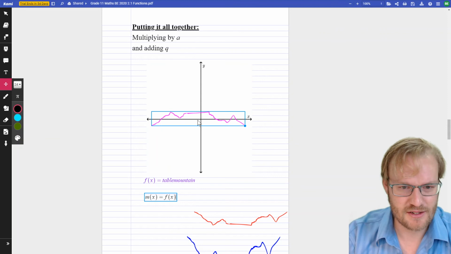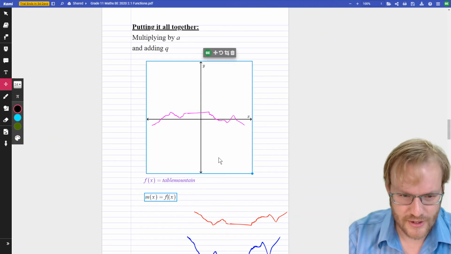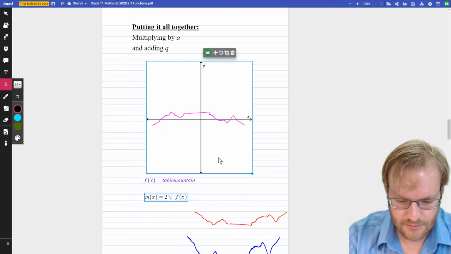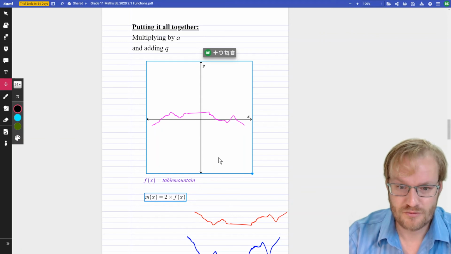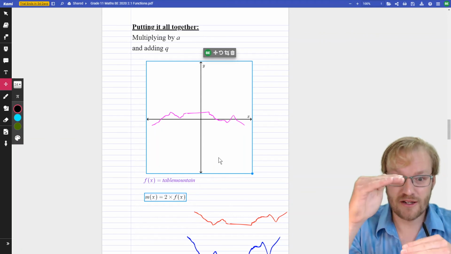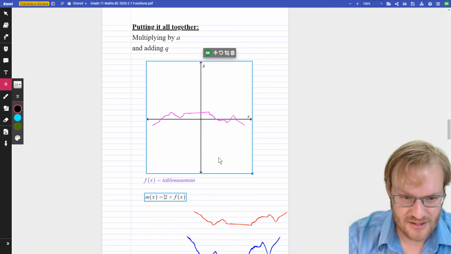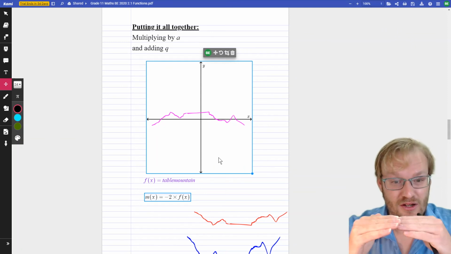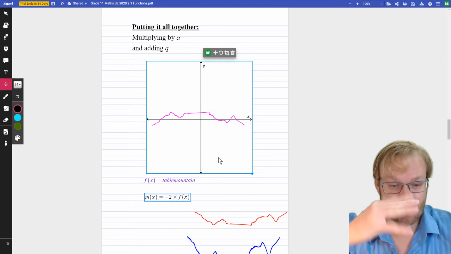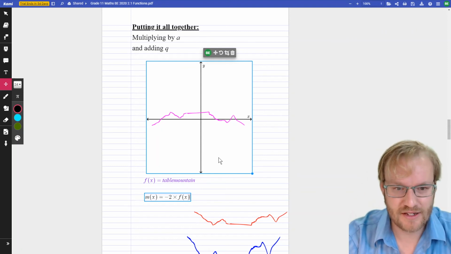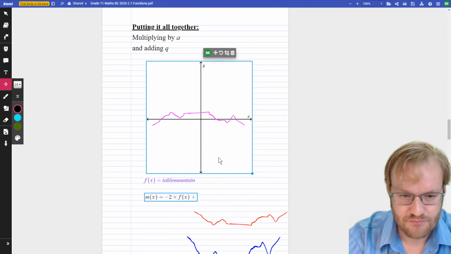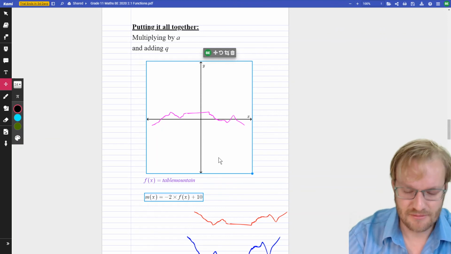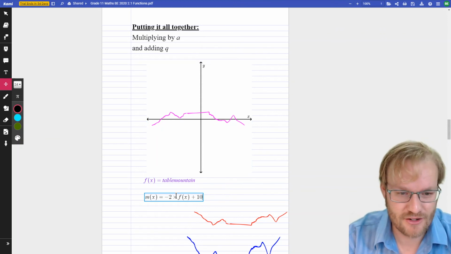If it were the case, then it would just be the same. We're going to multiply it by 2. So multiplying by 2, we're already thinking we're going to stretch it. In fact, let's multiply it by -2. Okay, we're doing two things. We're stretching it out and we're reflecting it. And then how about we add 10 again? Okay, so that's our new function.